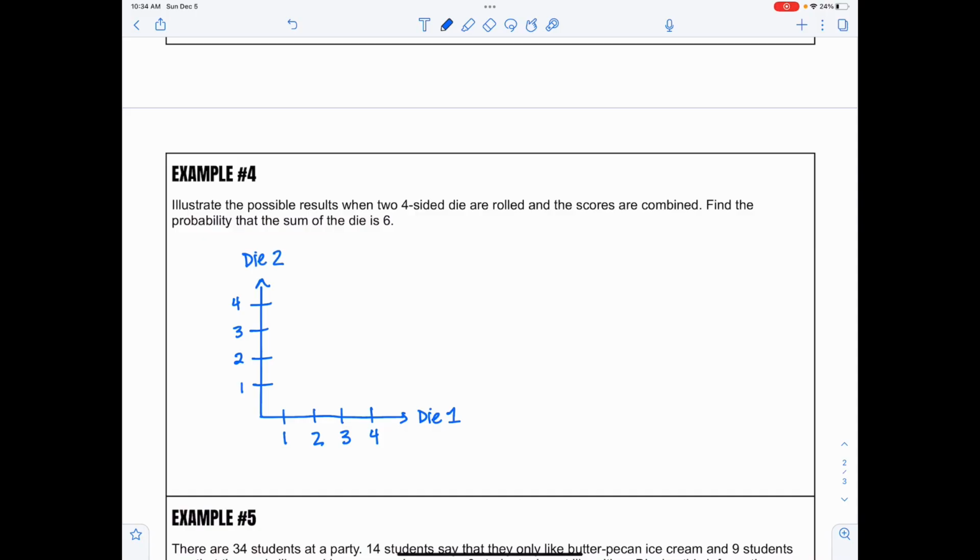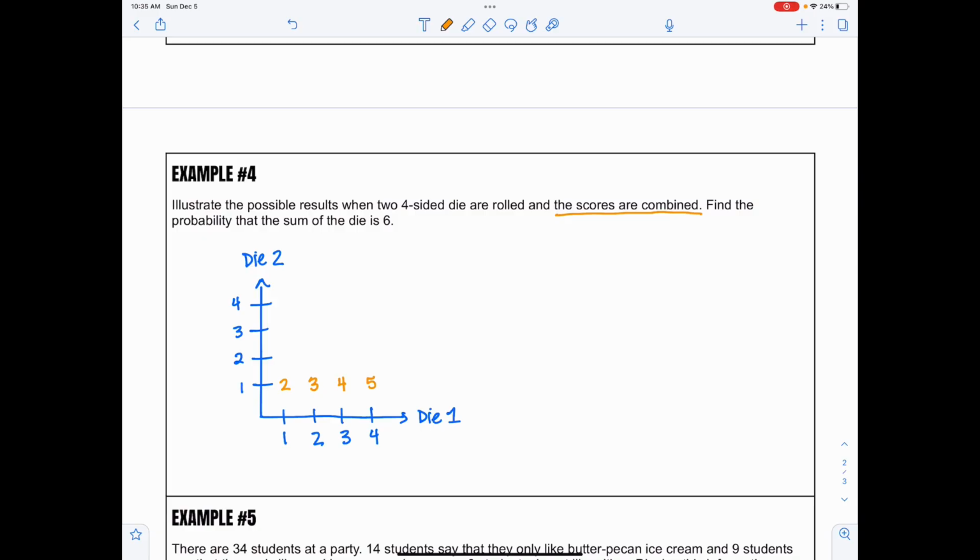All right. So it says that the scores are going to be combined, which means I'm going to add them. So if I roll two ones, my total score is going to be a 2. If I roll a 2 for die 1 and a 1 for die 2, then that's going to give me a total of 3. If I roll a 3 for die 1 and a 1 for die 2, that's going to give me a total of 4. And then here I'm going to have a total of 5.